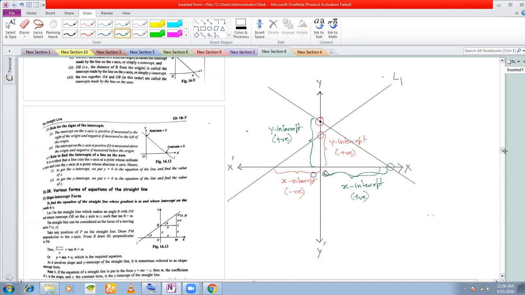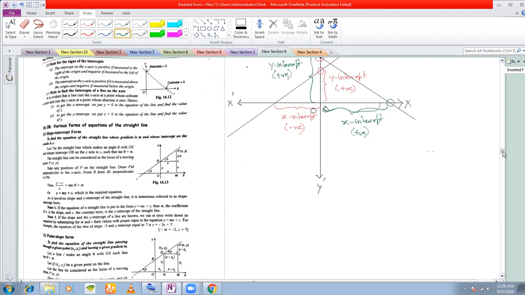Okay. Now you know the various forms of the equation of a straight line. In class 10, you have already done slope-intercept form. There were only 3 forms. Slope-intercept form: y is equal to mx plus c. If you know the slope of a straight line and the y-intercept, then you can find out the equation of the straight line.